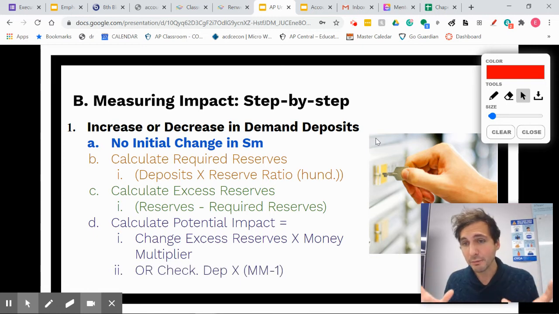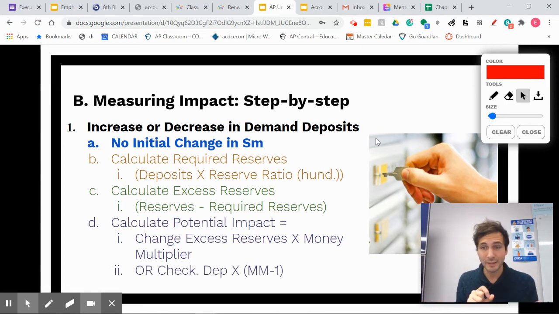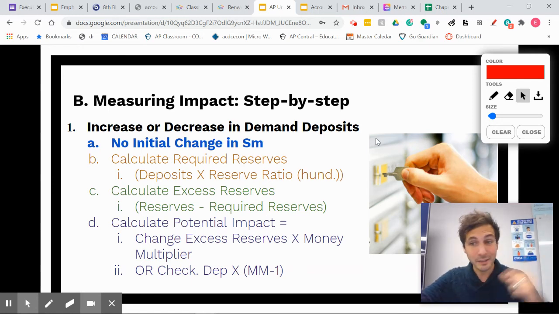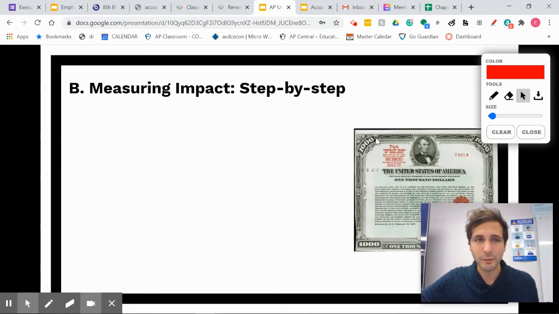Or if you're clever and they aren't asking you the change in excess or required reserves, just the total impact on the supply of money, you can simply take your checkable deposits and multiply it by your money multiplier minus 1. Okay, so if you want to write that down and you didn't write it down in our emphasis lecture, it's there for you.